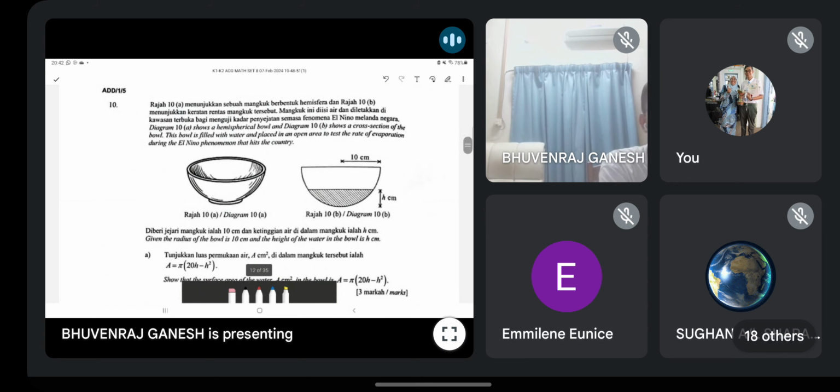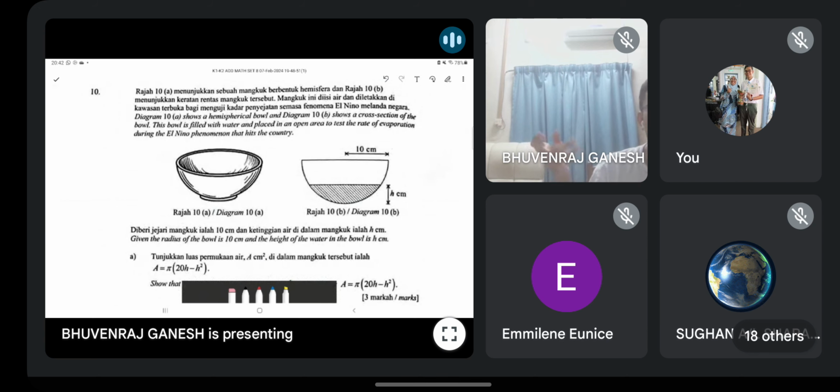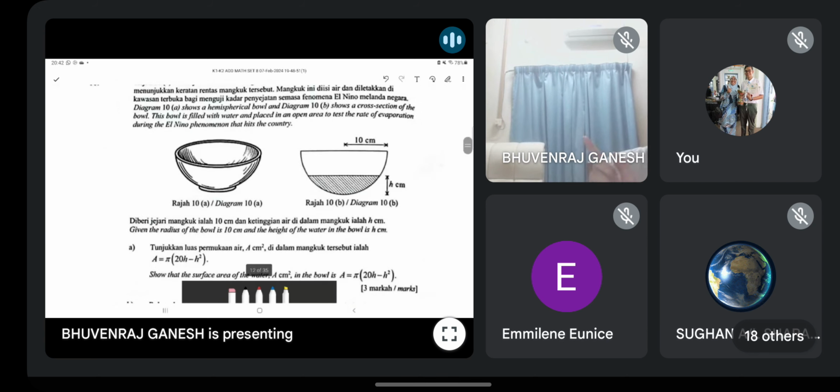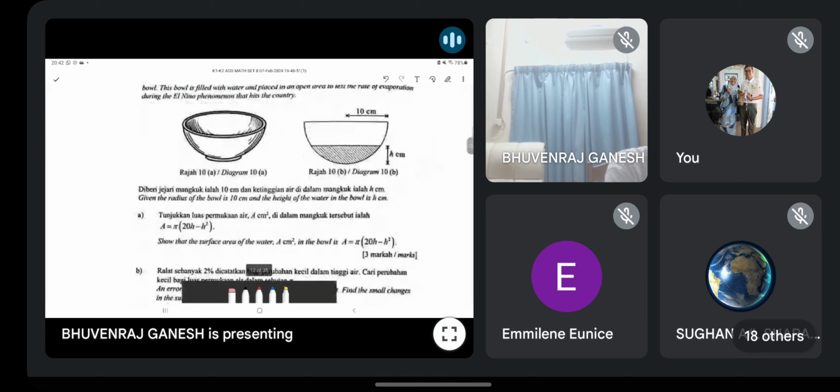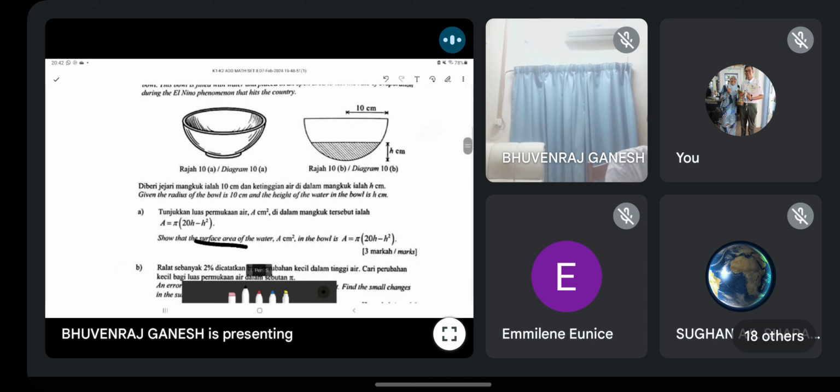Number 10. Okay, this one if you all got experience lah. Kalau kamu dah buat banyak soalan trial, you can answer one. Okay, trust me. So first question, show. Okay, the area is this one. Okay, what area? Surface area of water. Okay, luas permukaan air. Means basically they want you to show this area lah, I think, if not mistaken.